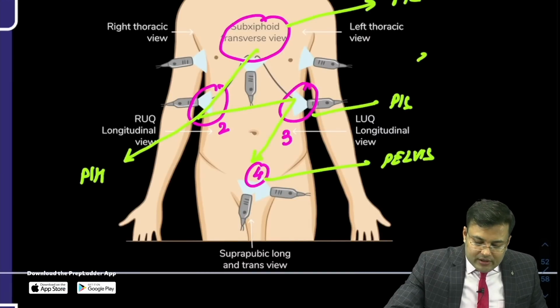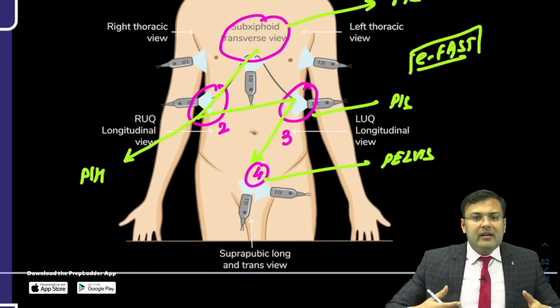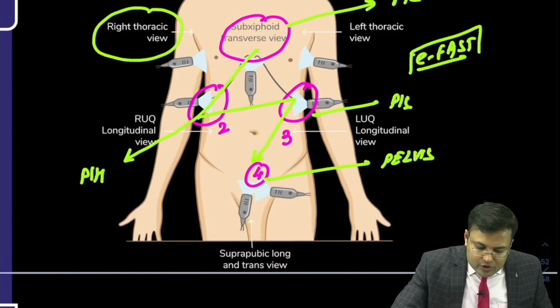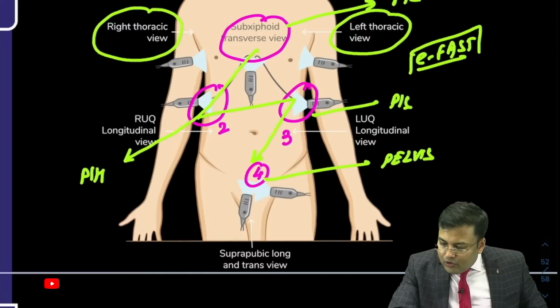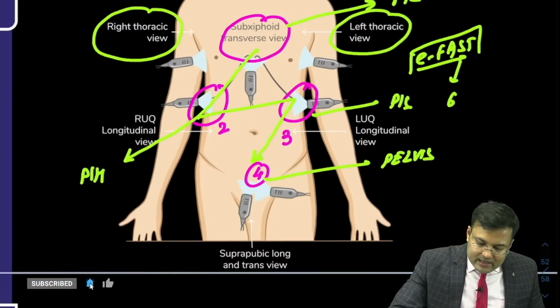Then there is a question, E-FAST. How many views are there in E-FAST? E means extended FAST, which is going to extend or going to involve right and left thoracic view. So, tell me guys, very good. E-FAST 6, everybody is saying that in E-FAST there are 6 views.